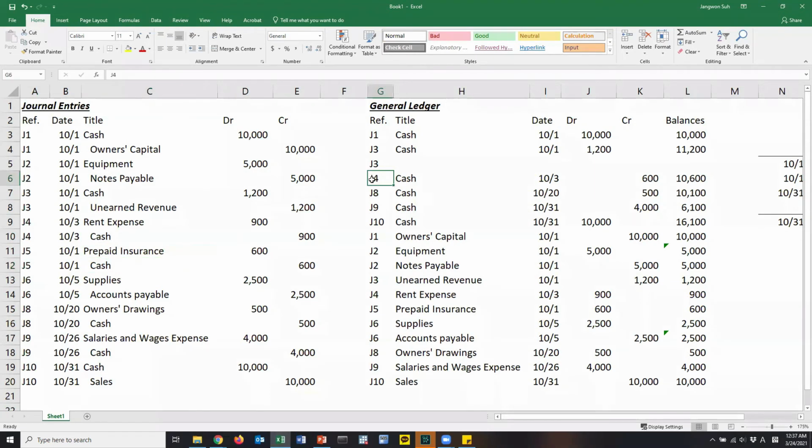Okay, this is J5. Sorry about that. J4, cash, 900 on the credit side. And the date is, here it is, okay? And copy and paste, right? Copy and paste onto, okay, and paste up to here.